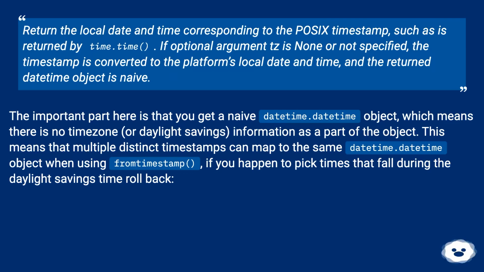The important part here is that you get a naive datetime.datetime object, which means there is no time zone, or daylight savings, information as a part of the object. This means that multiple distinct timestamps can map to the same datetime.datetime object when using fromtimestamp, if you happen to pick times that fall during the daylight savings time rollback.